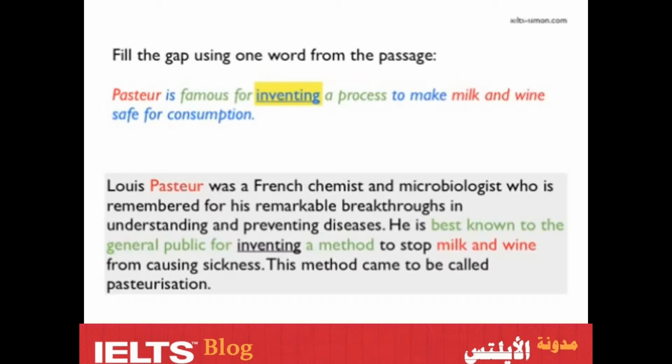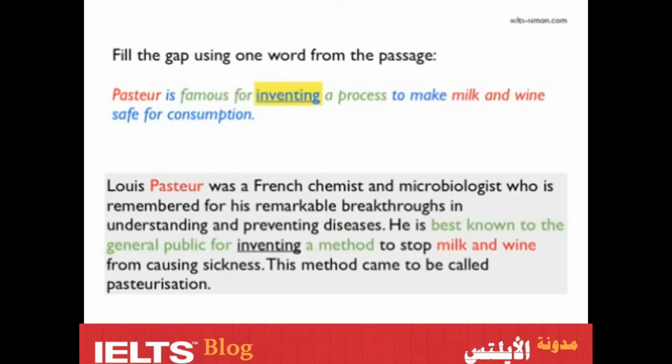Look at all of the keywords that are highlighted in this example. It's the same for every IELTS reading question. You'll be able to find words in the passage that are the same as or similar to some of the words in the question. This is how IELTS reading questions are made.